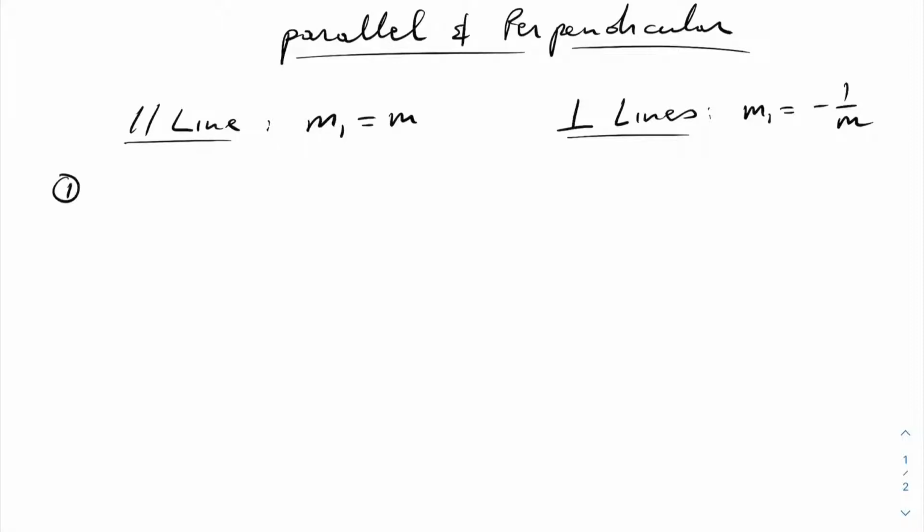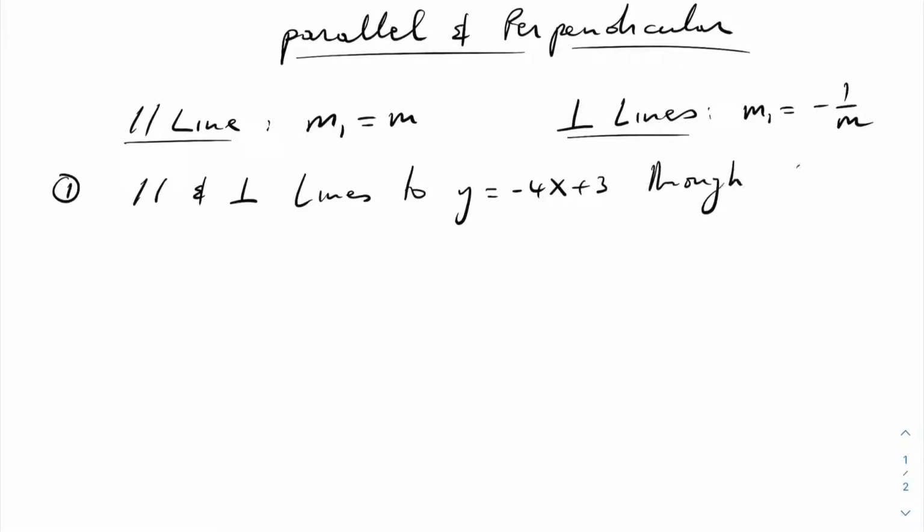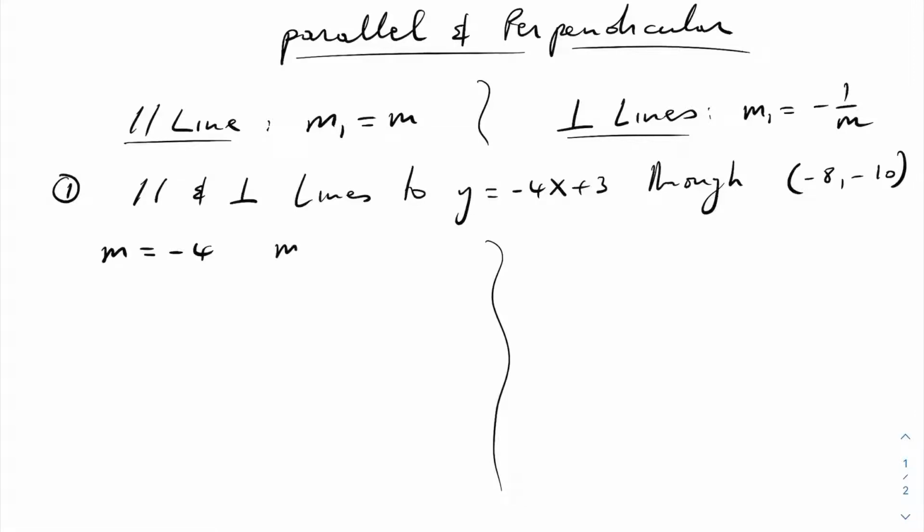Let me give you an example. If you were asked to find a parallel and perpendicular line equation to the line y equals 4x plus 3, going through the point of coordinate (-8, -10), this is what you would do. First off, let's find the line that's parallel to the line y equals 4x plus 3 and going through the point (-8, -10). Since this line has a slope m equals 4, our new line with slope m1 would have the exact same slope. So we're going to have m1 equals 4 as well.